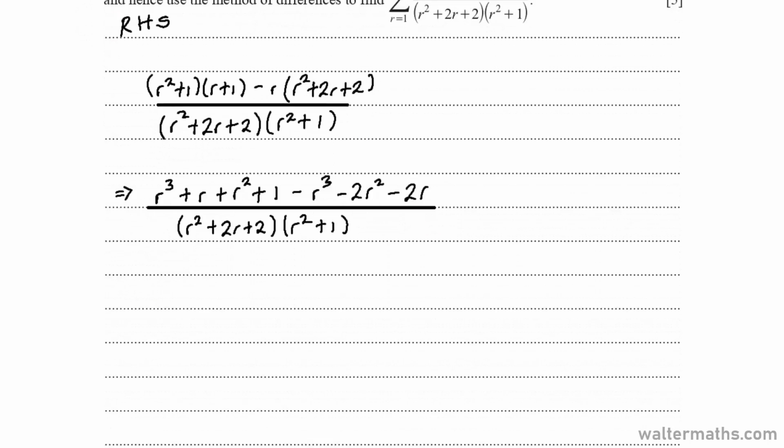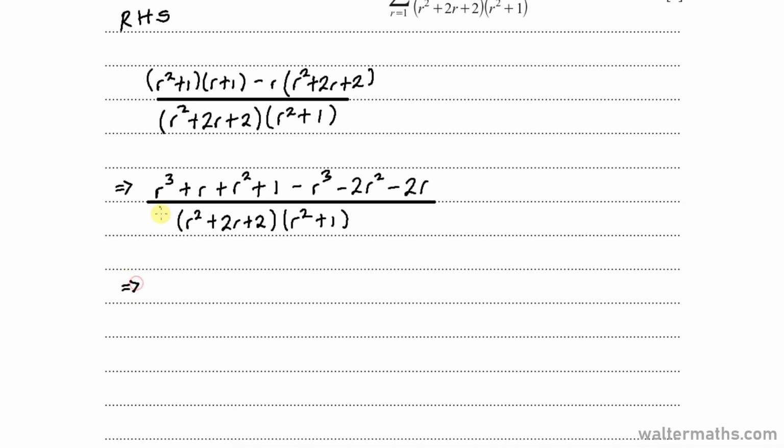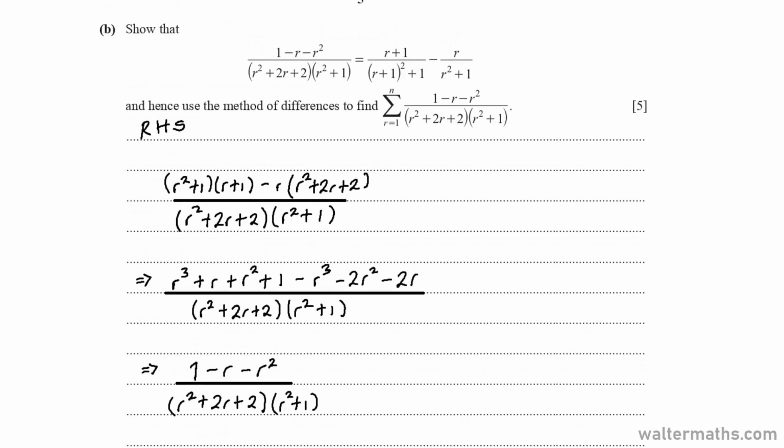So we can continue simplifying. Grouping like terms here, we've got terms in r cubed. So that's r cubed minus r cubed, which is going to give us 0. Then we have the term 1. And the terms in r, we've got r minus 2r, which is minus r. Then the terms in r squared, we've got r squared minus 2r squared, which is minus r squared. And it's all over the denominator. So with this we have proved that this equation is true. So we say here this is equal to the left hand side, hence shown.